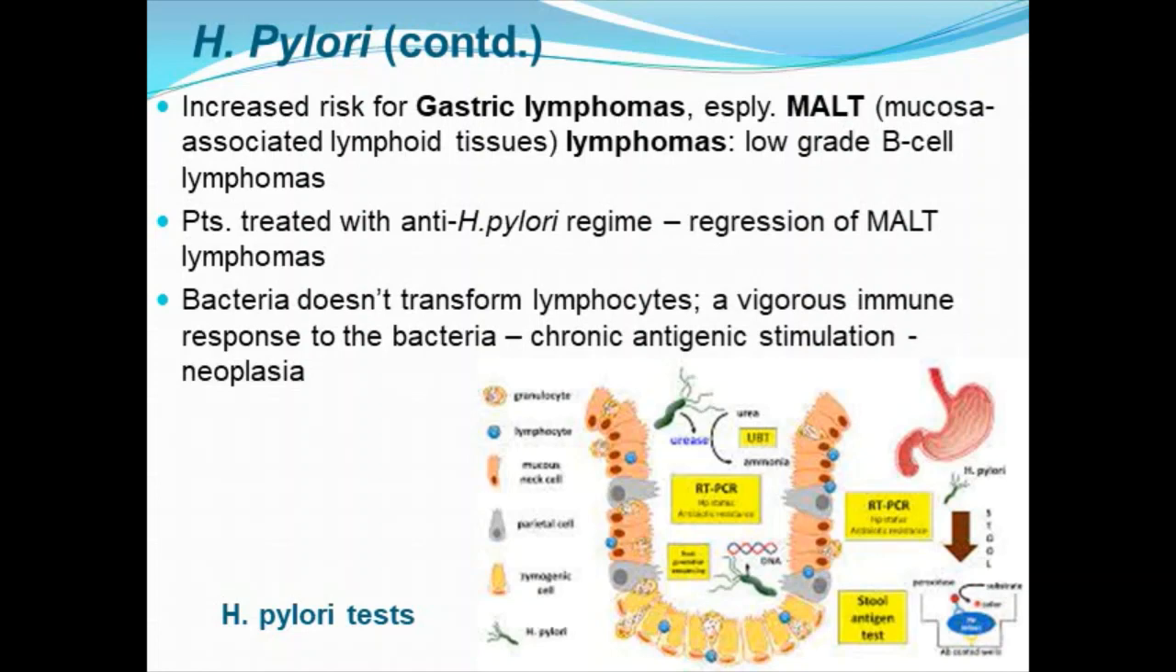For H. pylori, there are many tests. The most important is the rapid urease test or urea breath test, through which we can diagnose H. pylori. And the best is PCR, where the biopsy from the stomach has to be sent for PCR or some other tests.